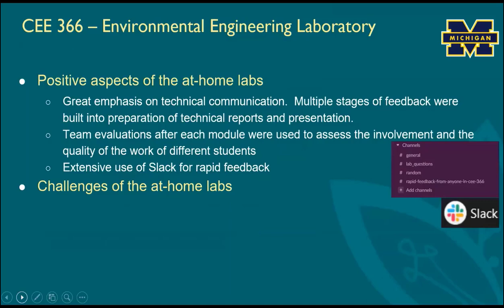Okay, great. So what happened with the environmental engineering laboratory at the University of Michigan? We have some positive aspects. There was a great emphasis on technical communication. As I mentioned before, we had the technical communications instructor, Rob Zulowski. He took an hour to provide information on how to write technical reports and an extra hour on how to do technical presentations, and he would give feedback on drafts before they submitted the final version.